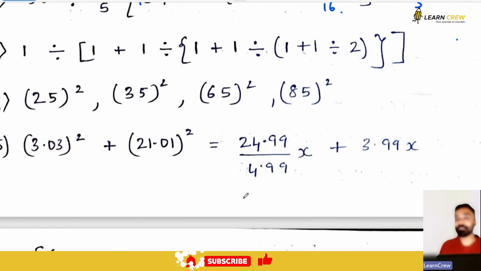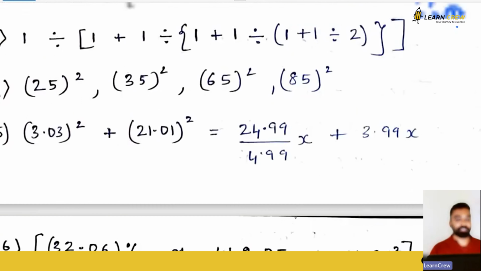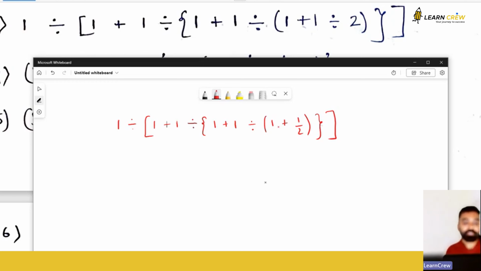You're not having big numbers, only small numbers. You have all the brackets over here: a normal bracket, a flower bracket, and a square bracket. It should be one of the easiest ones. 5 by 8. The answer is 5 by 8. This becomes 3 by 2.